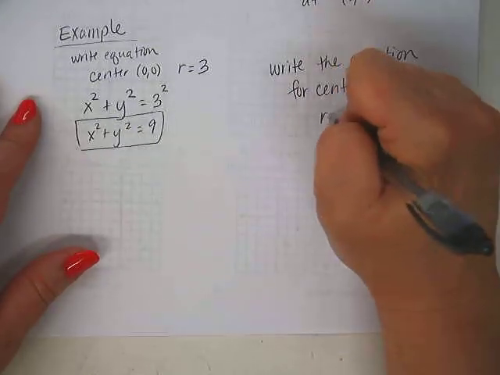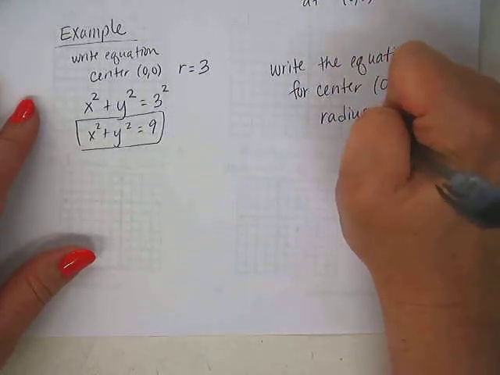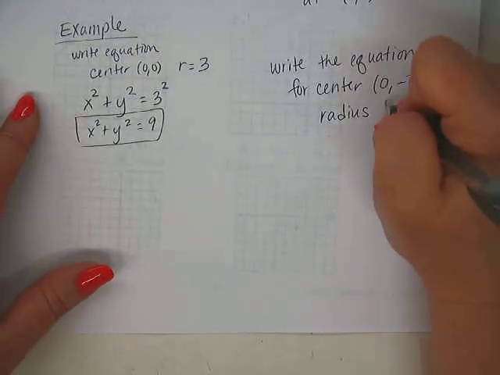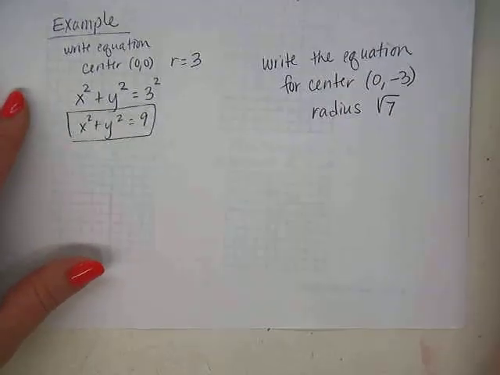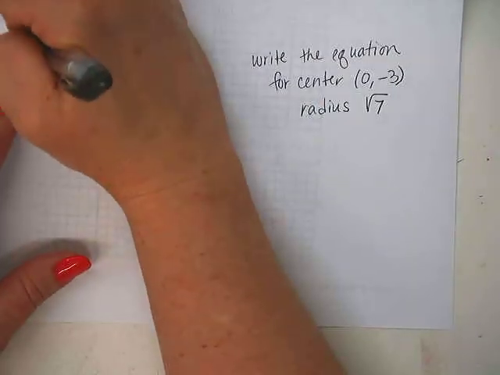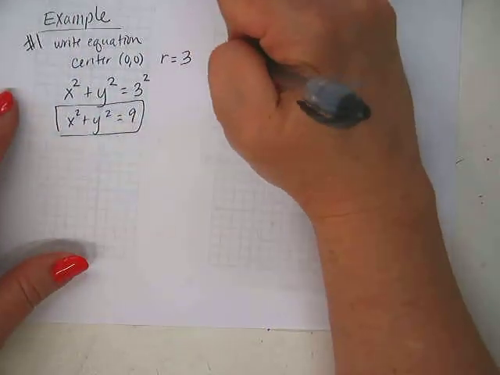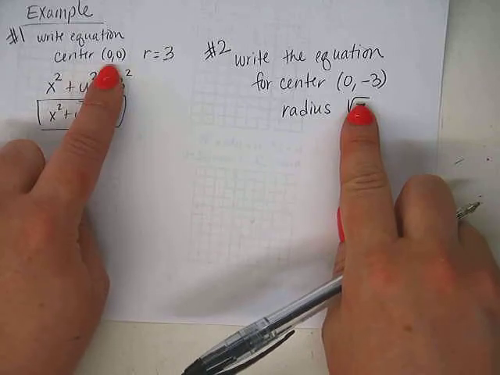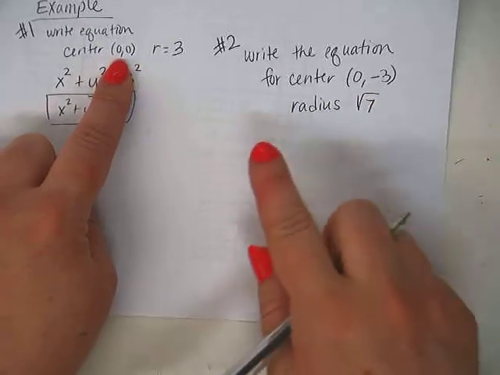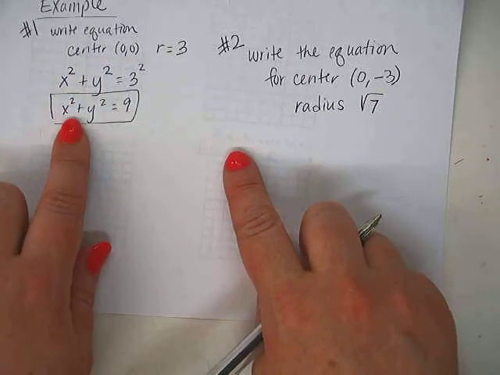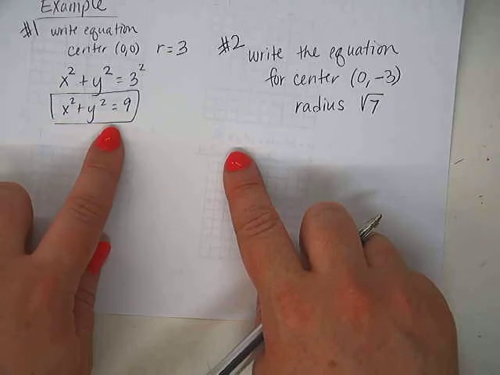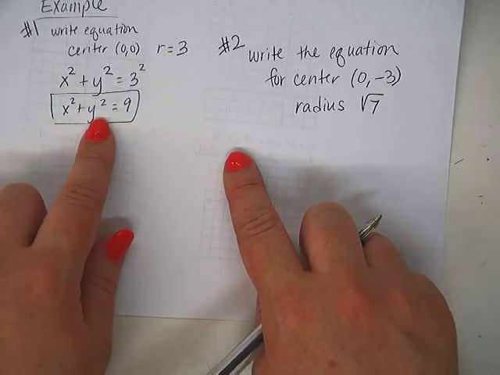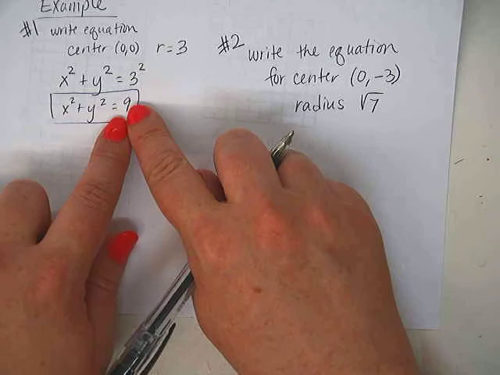For the center at 0, negative 3, and I'm going to give you a really weird radius. The radius is the square root of 7. Okay? So here's example number 1 we did earlier. Here's our new example, example number 2. Example 1 was really easy because the center was at 0, 0. So since the center was at 0, 0, we didn't have to subtract the zeros at all.